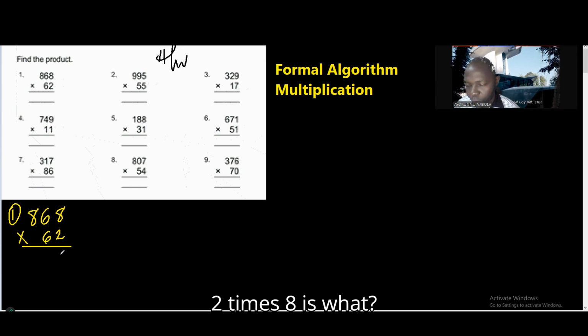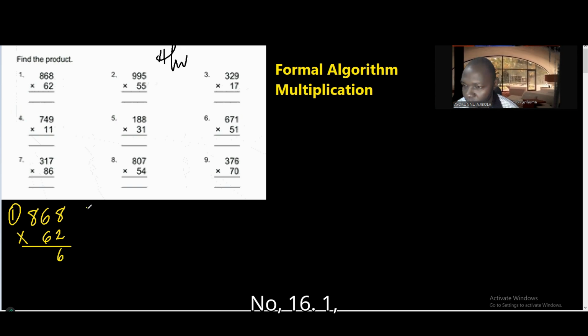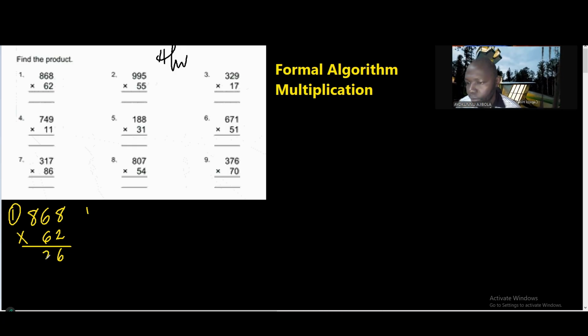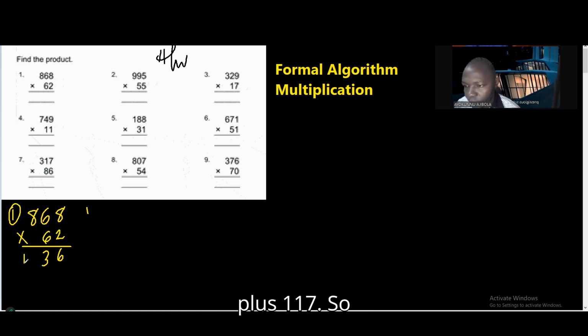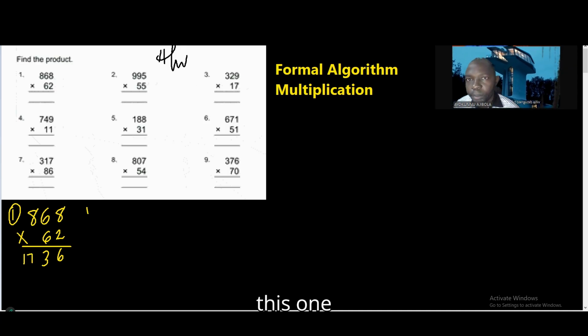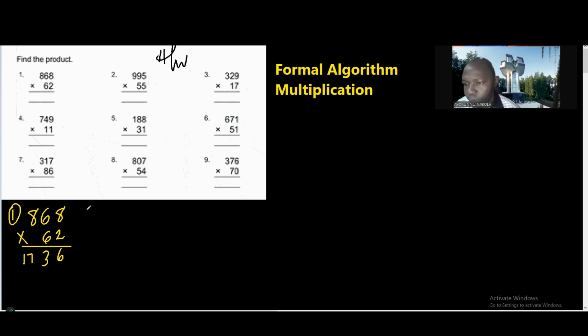2 times 8 is what? No, 16. You keep 1. 2 times 6, 12 plus 1, 13. You keep 1. 2 times 8 again, 16 plus 1, 17. So this 1 is not existing again.